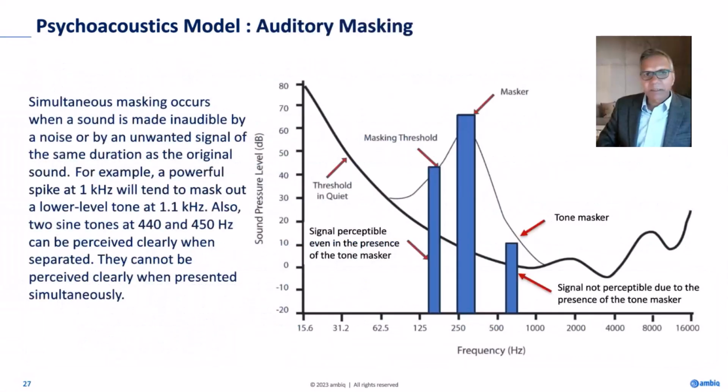So what is simultaneous masking? Simultaneous masking occurs when a sound is made inaudible by a noise or an unwanted signal of the same duration as the original. For example, you are listening to your favorite music and a truck passes by. With its loudness, it can completely mask your conversation or your audio experience. That's basically auditory masking. To overcome that, if we have a mechanism, when somebody is passing by, we increase our volume to mask the noise.